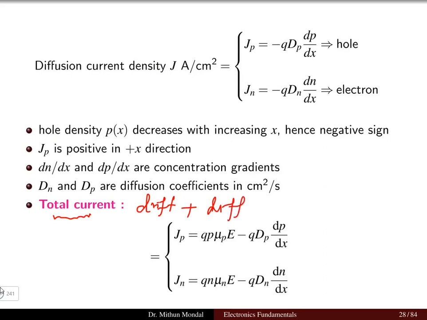So with the formulas we have derived, that is the drift current plus the diffusion current, and this negative sign is coming from here, we get the total current density for the holes and the electrons. It will be the summation of the drift and the diffusion formulas that we have derived.